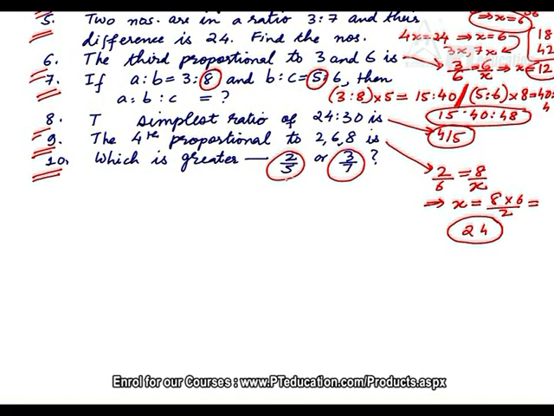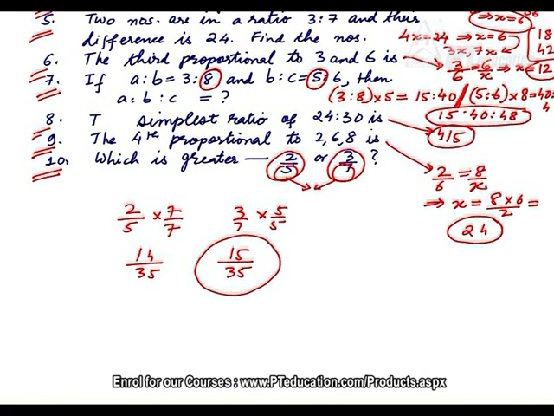Now we know that we need to make the LCM common here, 5 and 7. So for 5 and 7, the LCM here will be 35. So just multiply 2 by 5 throughout by 7 and multiply 3 by 7 throughout by 5. So this becomes 14 by 35 and this becomes 15 by 35. It is very obvious that 15 is more than 14 and hence 3 by 7 is our final answer.